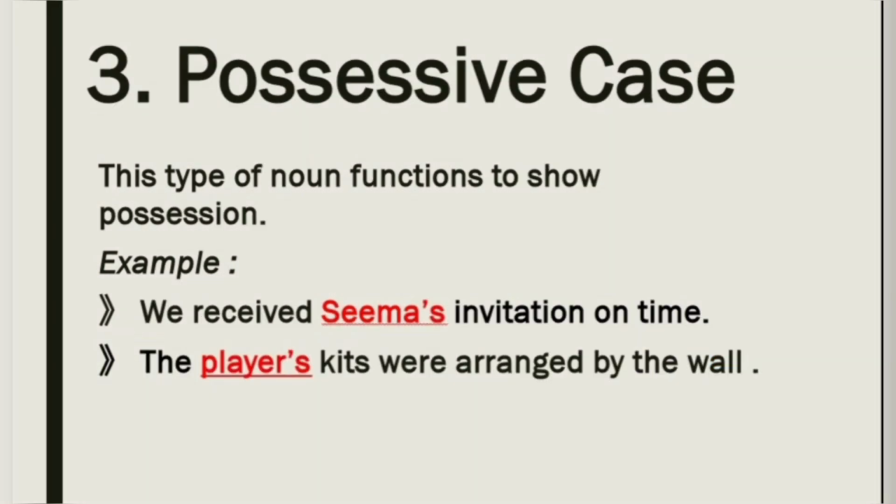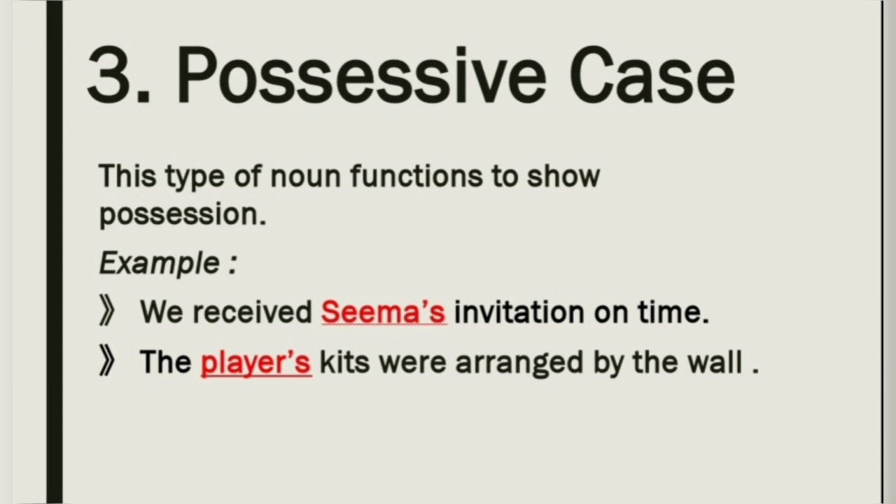The third one is possessive case. As the name suggests, this type of noun shows the ownership, the possession of a noun. If you see these examples here, we received Seema's invitation on time. Whose invitation? Seema's invitation. So therefore Seema's is a possessive case.